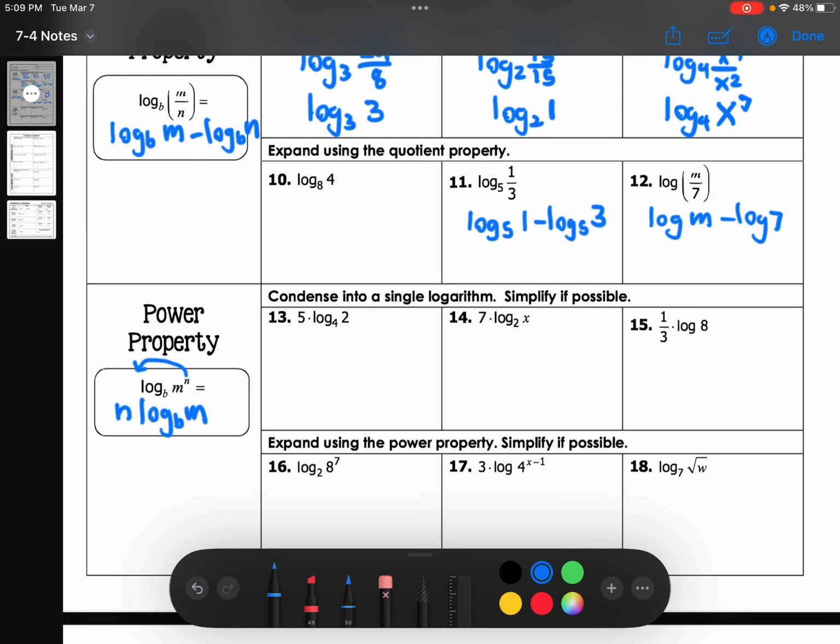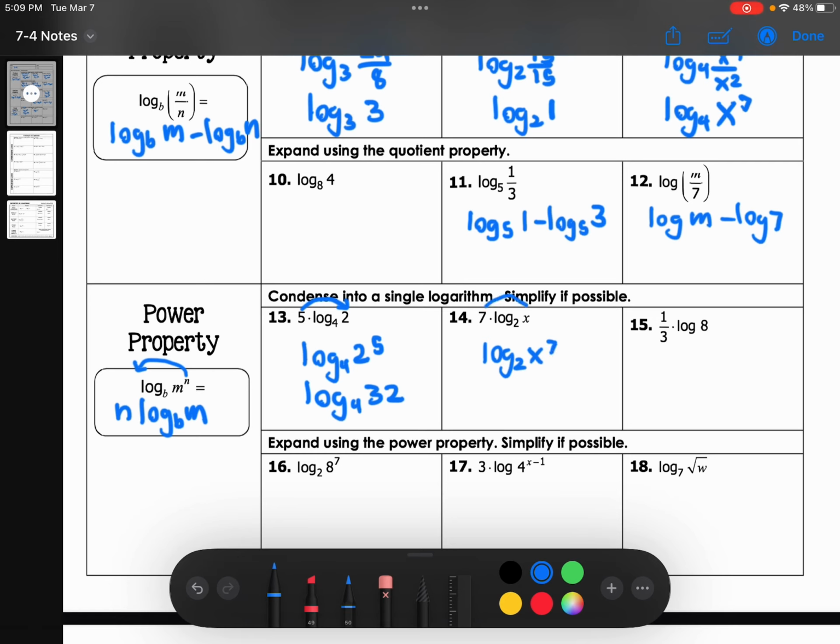So what does that mean? Well, when I have this 5, if I want to condense, I can bring this 5 up as a power. So this would be log base 4 of 2 to the 5th. Now 2 to the 5th is 32, but if you didn't know that, you could just leave it as 2 to the 5th. All right, so for example, this right here would be log base 2 of x to the 7th.